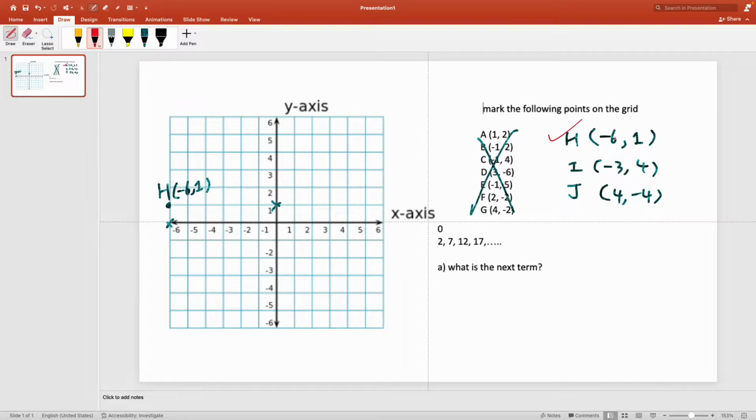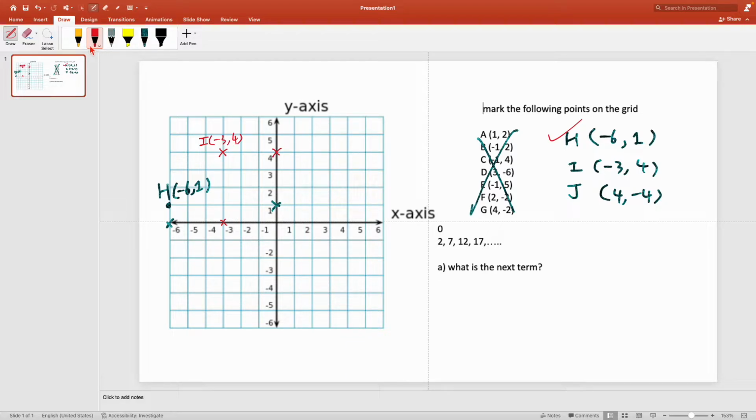This one, H done. I. Where do you go first? What's this? I'm not saying you're wrong, you need to tell me what that is. -3. -3 on the what axis? X axis. Where is it? Point to it. Okay, it's here. So this is -3. Go. 4. Okay, very good. So where they meet? Here. Very good. So this is your point I. If you need to label, -3 and then 4.